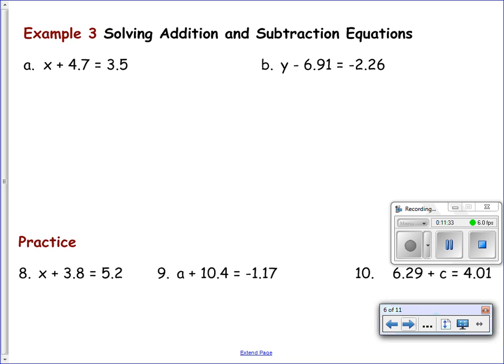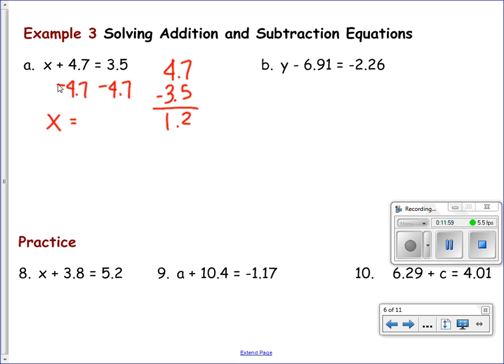So in A, we're wanting to isolate x, so we're going to subtract 4.7 from each side. Now, notice all we have left is x on the left-hand side. But notice you have 3 5/10 minus 4 7/10. They're different signs. So you come out to the side. You subtract 4 7/10 minus 3 5/10. 1 2/10 is your answer.